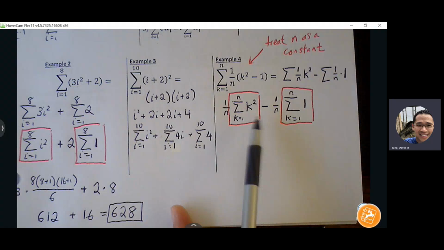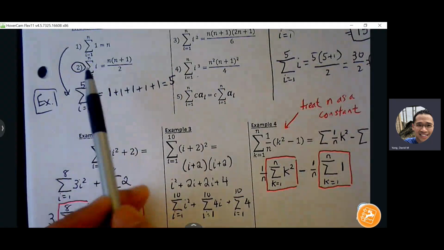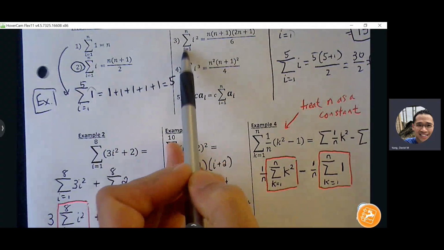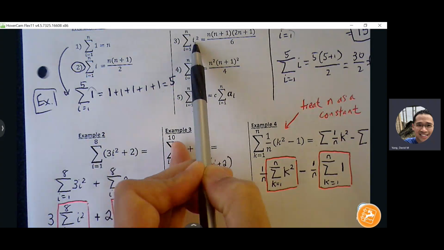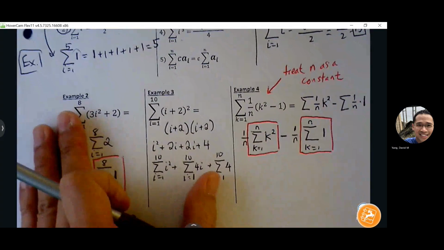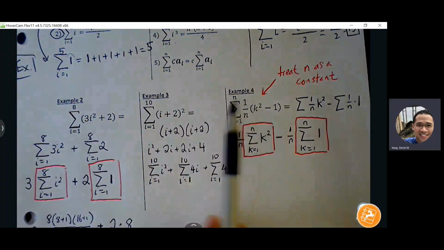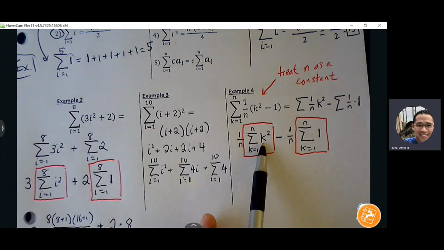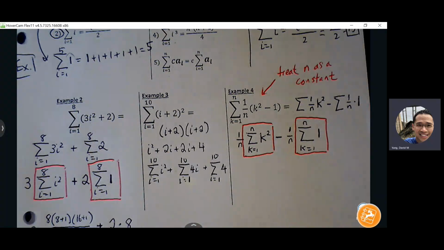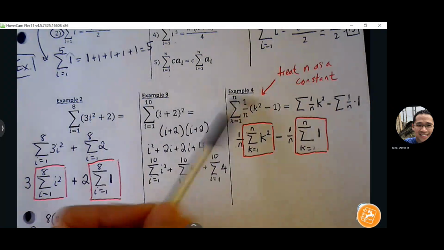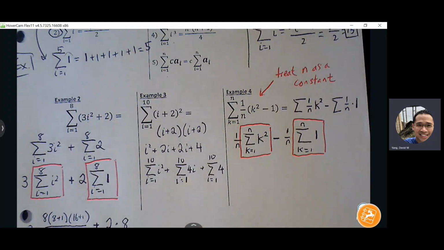Now I see summation k squared, but it's the same thing as summation i squared. It's just a different variable, right? But it's still the same rule. So now I'm going to replace this with n times n plus 1 times 2n plus 1 over 6. But I'm not going to have to change n because this is a variable value that I'm going to stay with in the problem. So basically, when I get to the end, my answer is going to be in terms of n.